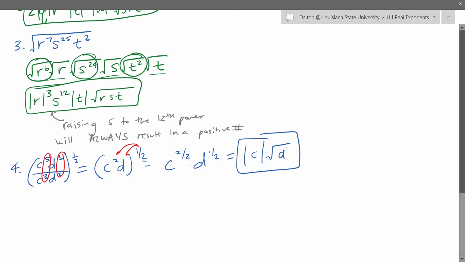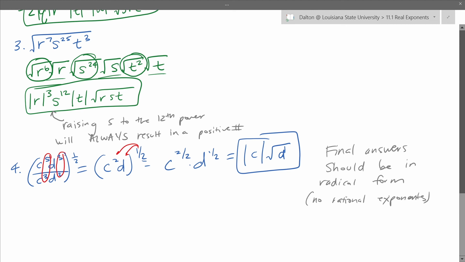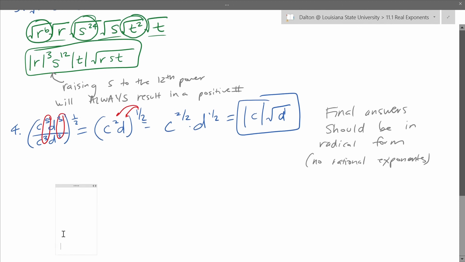So if you didn't make note of it earlier when I mentioned this, your final answers should be in radical form with no rational exponents, unless I specify. So if I give you a number in radical form and I ask you to write it in exponential form, obviously that's a little bit different, but just in general, if you're simplifying an expression, your answer should be in radical form, not with any fractional exponents as a part of your answer.